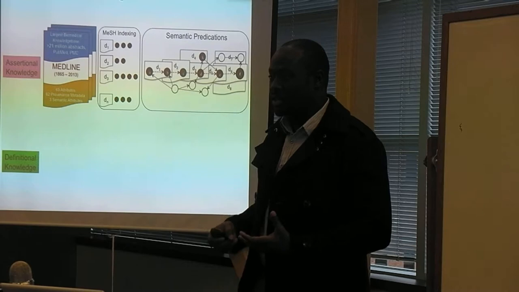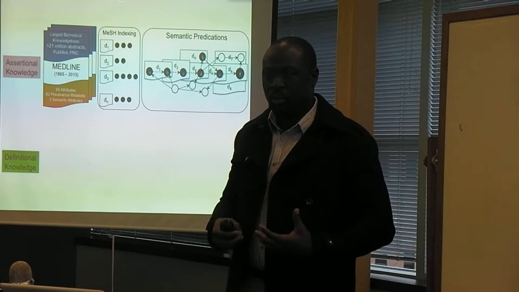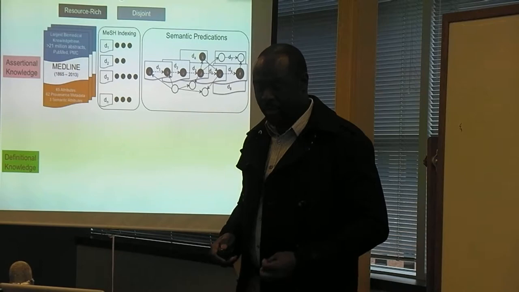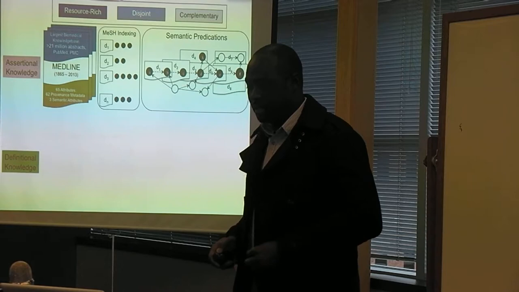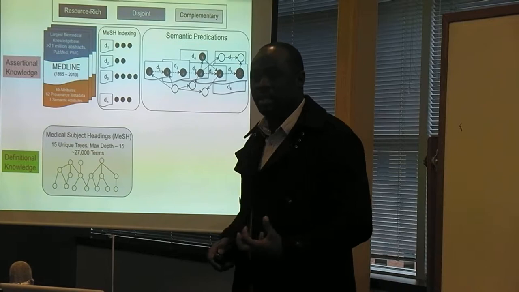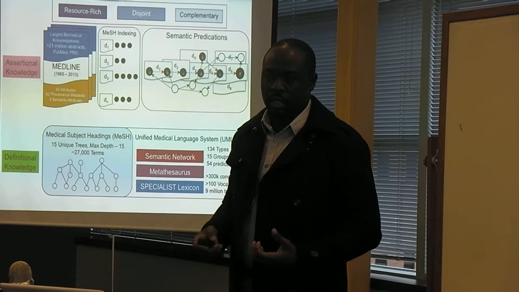Semantic predications are important because when we take the semantic predications and put them into a graph, they essentially can be a research-rich sort of framework from which discoveries can be made. And so given that literature is disjoint, it's also complementary, then really leveraging the graph of semantic predications for LBD is a very good thing to do. The medical subject headings are twofold. While they serve as this level of abstraction over the information and the content, they also are part of definitional knowledge because they're arranged in a hierarchy. The UMLS is the authority on definitional knowledge in biomedical literature.